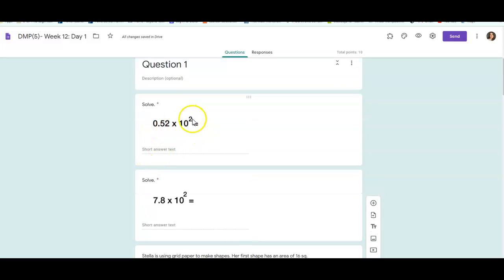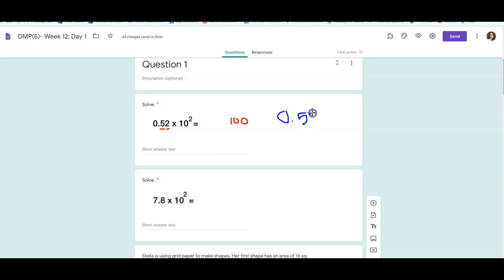So number 1, it says solve. Well, remember we've done this before. We've got 52 hundredths times 10 squared, or 10 to the second power. It's the same thing as doing 52 hundredths times 10 times 10, which is 100. Remember the rules for multiplying by decimals. What's really happening is that this number is getting quite a bit bigger. The easiest way for you to remember is that we're going to be moving the decimal place over 2 places.